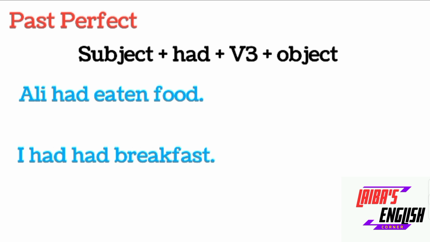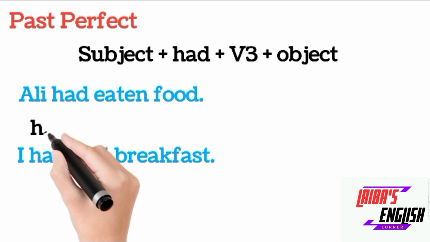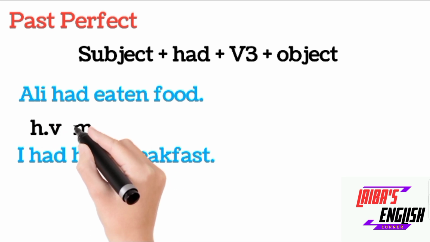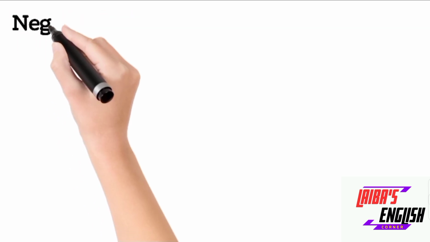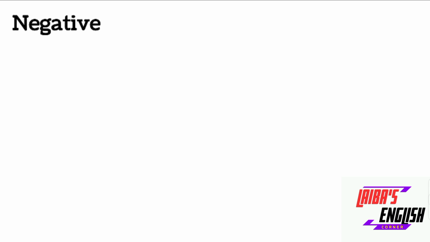Next example is I had breakfast. So here first had is a helping verb and the second had is the main verb. So had is the third form, so we are using it as a main verb.